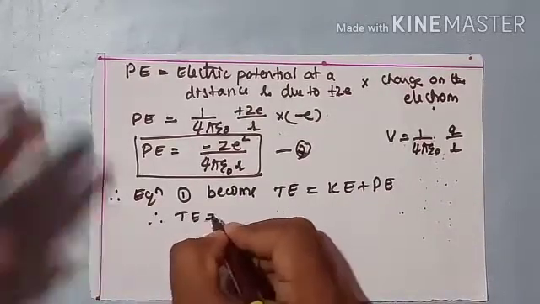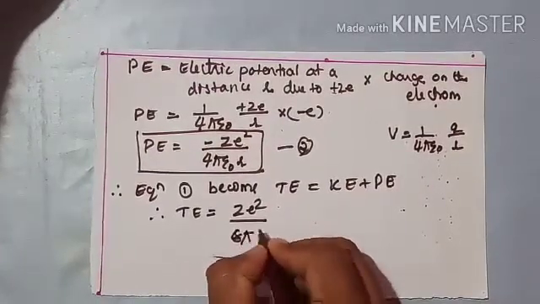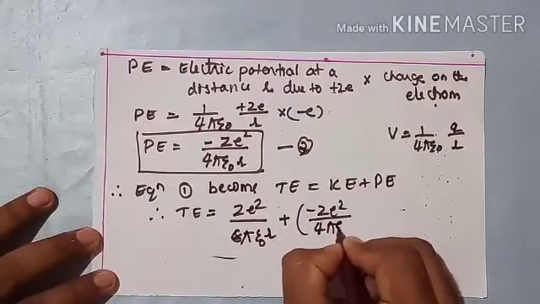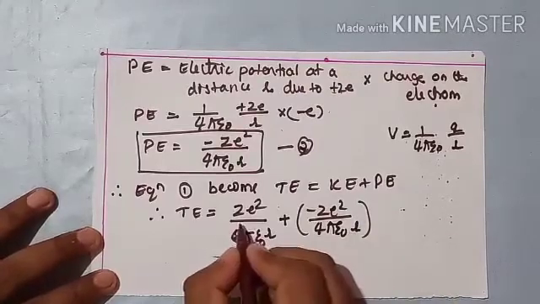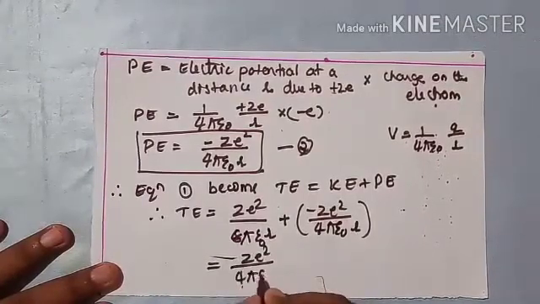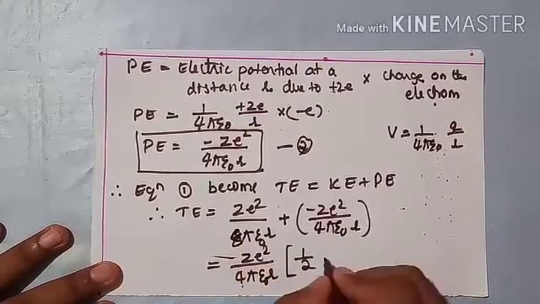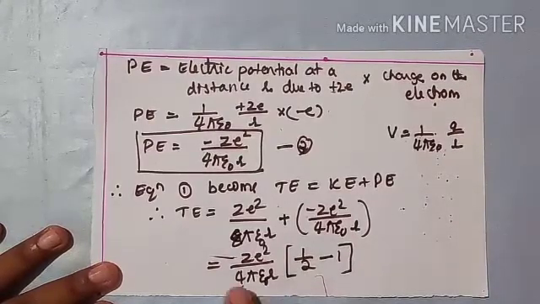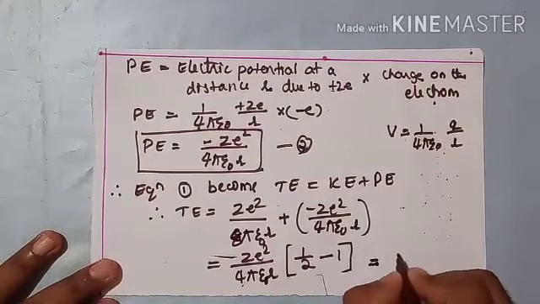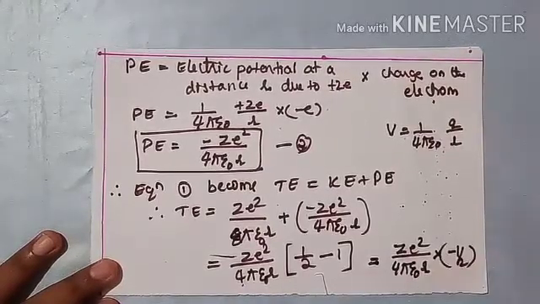Therefore we will write total energy is equal to, what is the expression for kinetic energy? It is Ze square divided by 8 pi epsilon naught R plus, what is potential energy? It is minus Ze square divided by 4 pi epsilon naught R. Now see here, Ze square divided by 4 pi epsilon naught R is common, take it outside. Since 8 is there, you are left with 1 by 2, and minus 1 for the other term. So that is Ze square divided by 4 pi epsilon naught R, bracket 1 by 2 minus 1. What is 1 by 2 minus 1? It is minus 1 by 2.